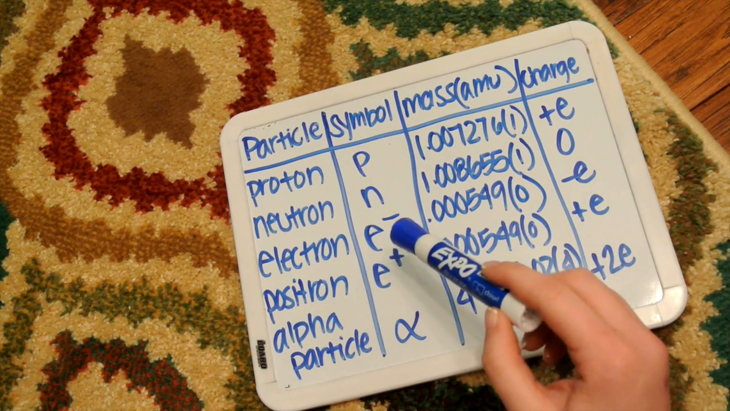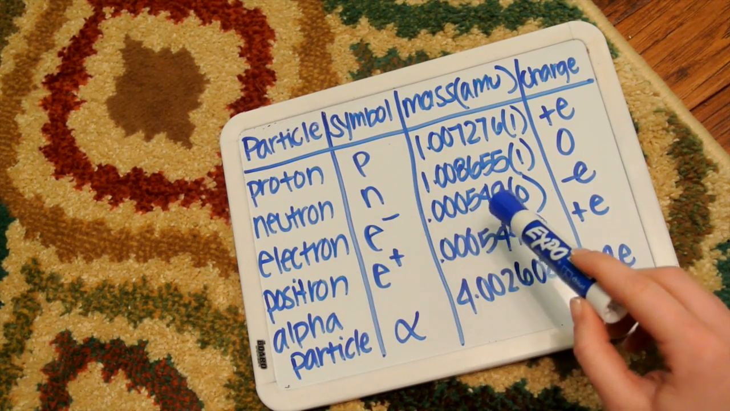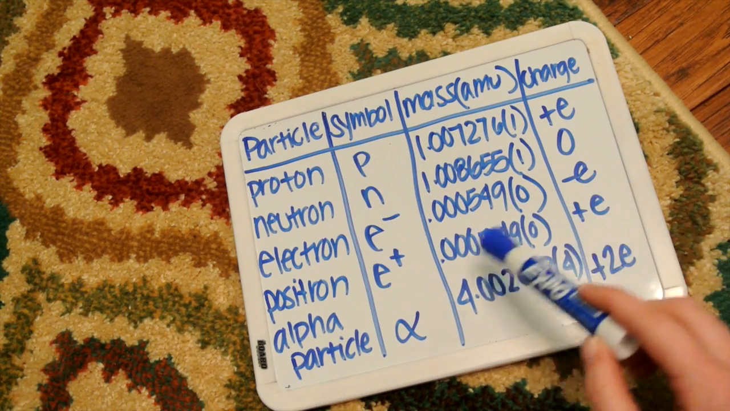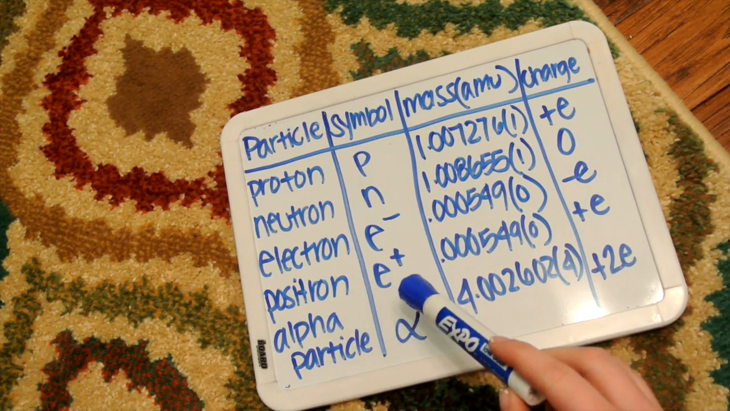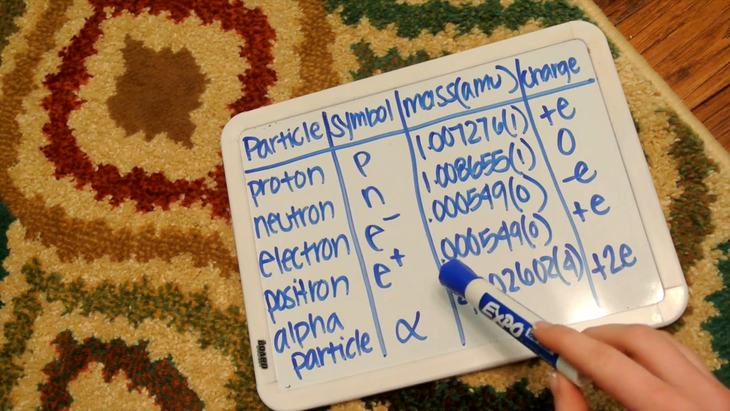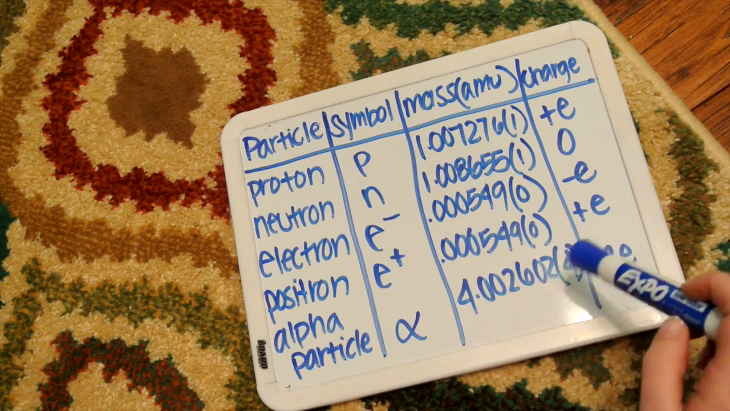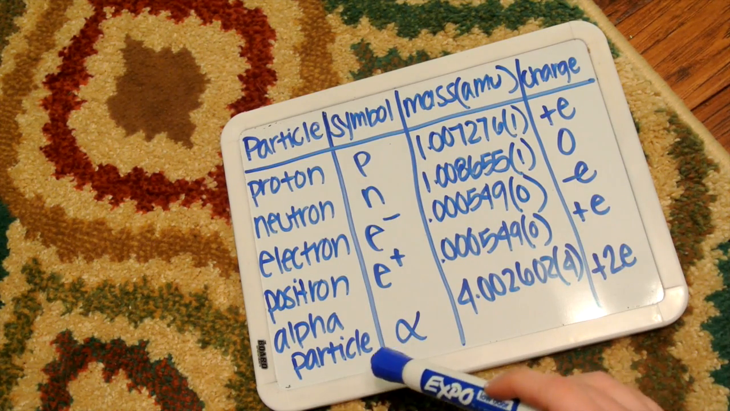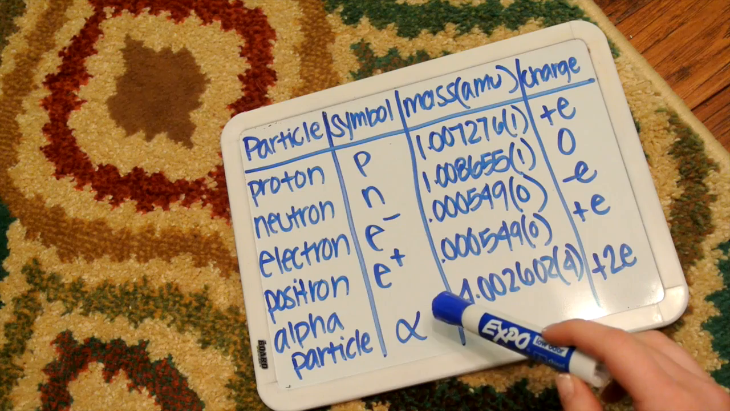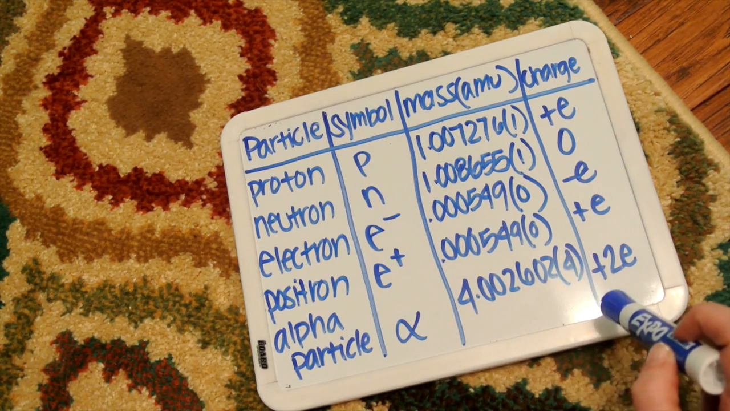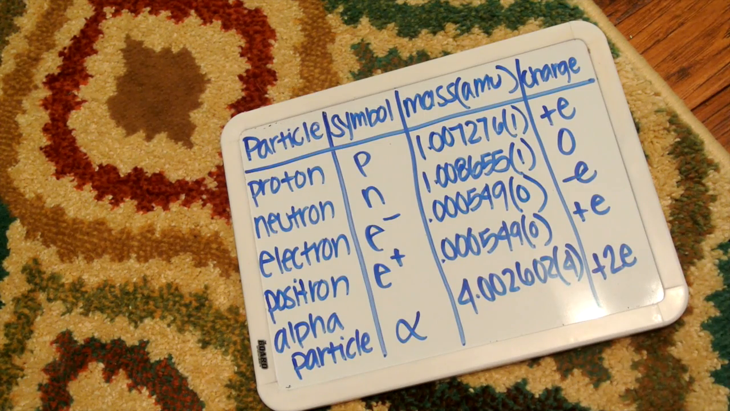Next is an electron, represented by an E-. Its mass is 0, and its charge is negative 1. A positron, represented by an E+, has a mass of about 0, and its charge is positive 1. Finally, an alpha particle, or a helium atom, is represented by an alpha, not an A. Its mass is 4, and its charge is positive 2.